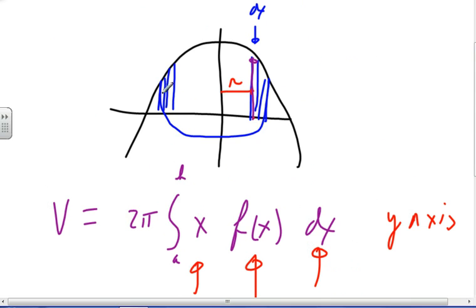So 2 pi r is the circumference of a circle. I'm multiplying that times the height h and some thickness dx to find the shell that I'm forming by doing this particular operation.